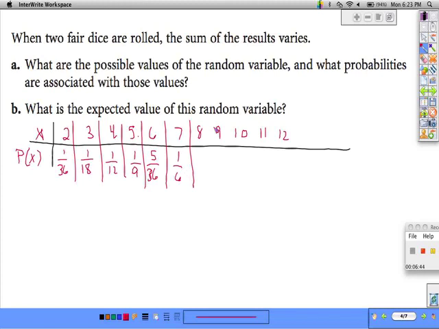And then from there the probabilities get smaller again. Probability of getting an 8, there are 5 of them. There are 4 9s, so that probability is 1/9. There are 3 10s. There are 2 11s. And there is only 1 12.